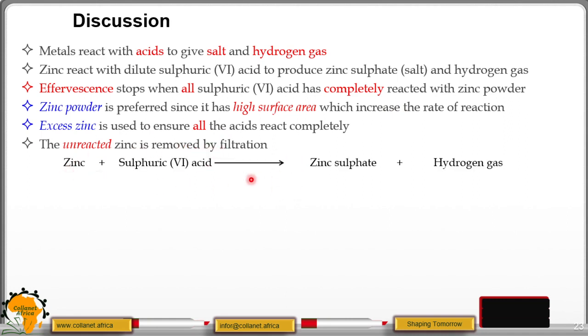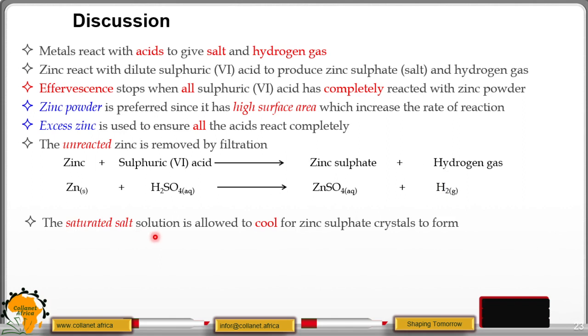This is the chemical equation: zinc metal, or the powder, plus sulfuric acid gives zinc sulfate, which is in aqueous form, meaning it is soluble in water, plus hydrogen gas. You can test this hydrogen gas by introducing a burning splint, and it burns with a pop sound, which is the test for hydrogen gas.